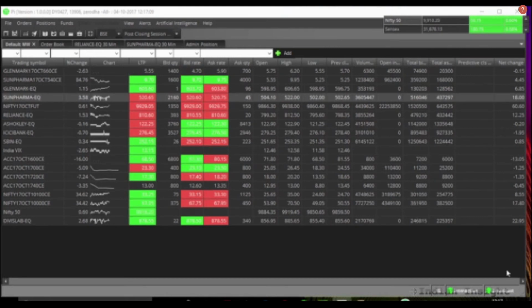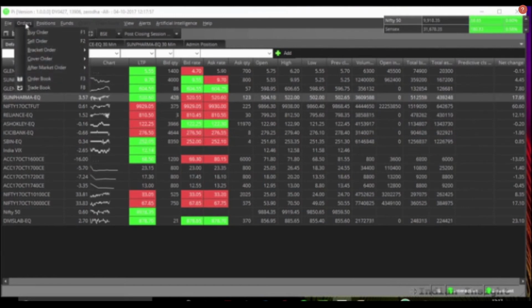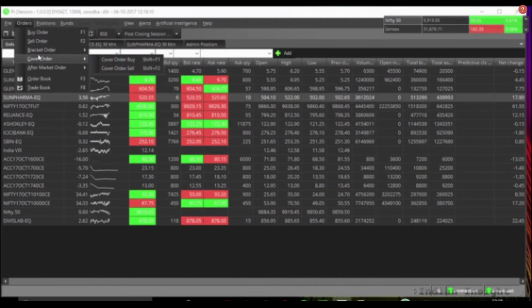So let's get started. This is basically my market screen. Here I have all those securities that I'm currently tracking. Now here are the different order types that my broker provides. First is a simple buy order, a simple sell order, then I have the bracket order and the cover order. So these are the basic options that my broker provides me to execute trades. We will look at them one by one.